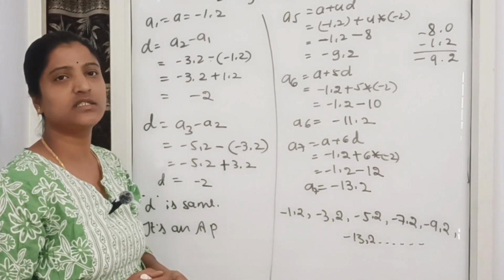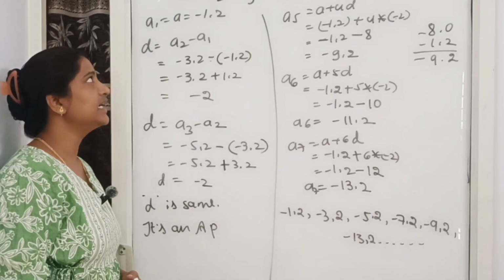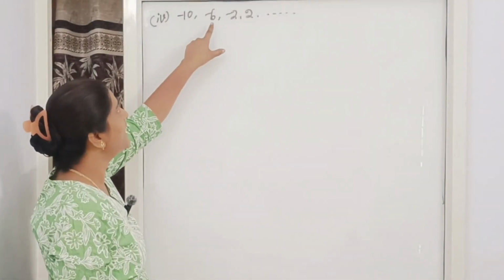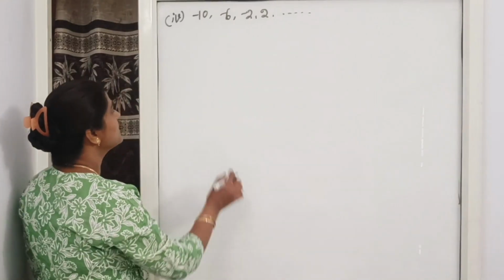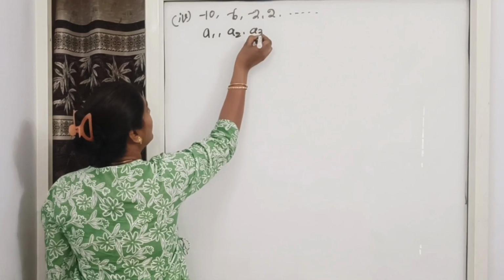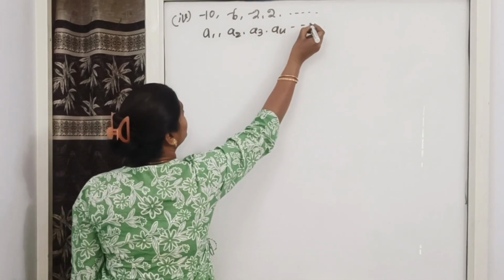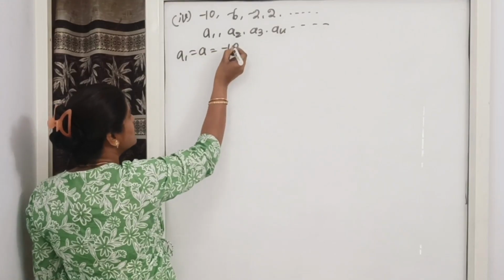For us, the next 3 terms is enough. Clear? Let us move to the 4th question. The 4th one is minus 10, minus 6, minus 2, 2, continuation is there. So it is nothing but A1, A2, A3, A4, and A1 is nothing but A, so that is minus 10.